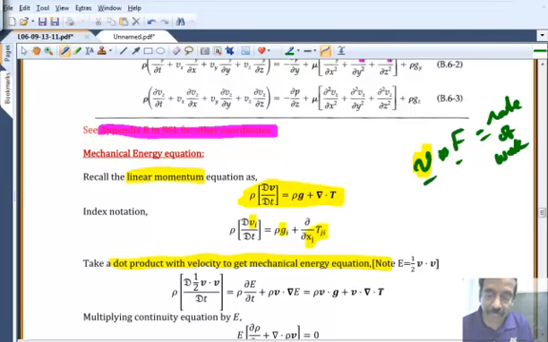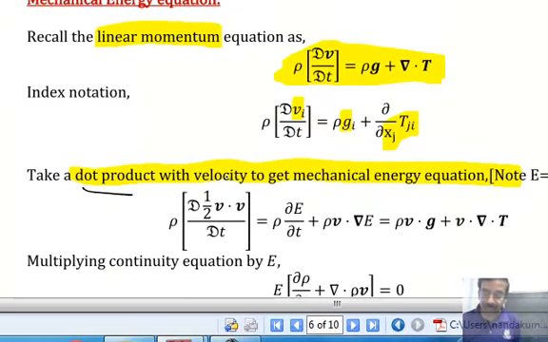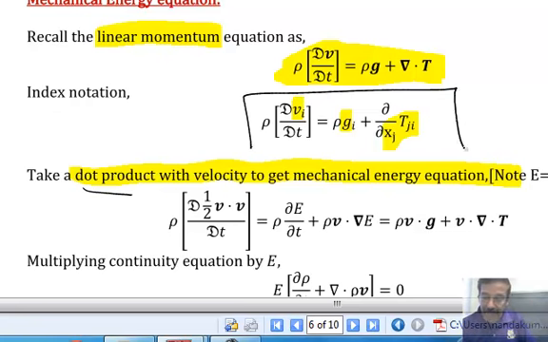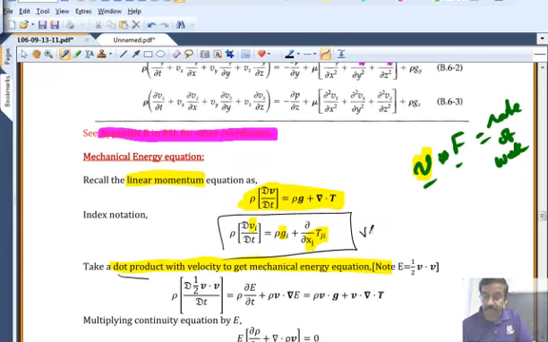That fundamental idea is what we are going to use to take the momentum equation that we have, which is a force balance, and dot it with the velocity. V dot F in general is work. So if I take this equation and dot every term with the velocity vector, I should get a scalar, because this equation is a vector equation. So I'm dotting it with V, and that should give me a scalar.